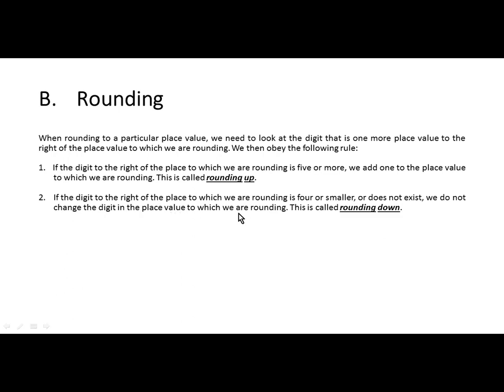If the digit to the right of the place value to which we are rounding is 4 or smaller, or does not exist at all, we do not change the digit in the place value to which we are rounding. This is called rounding down. The reason it's rounding down is because you're losing all those extra digits, so you're actually going to a smaller number. Now, of course, if you were rounding to the left side of the decimal point, you would change all these rights to lefts. Most of the time when we talk about rounding, we're either rounding to the nearest whole number or we are rounding to some number of place values to the right of the decimal point.